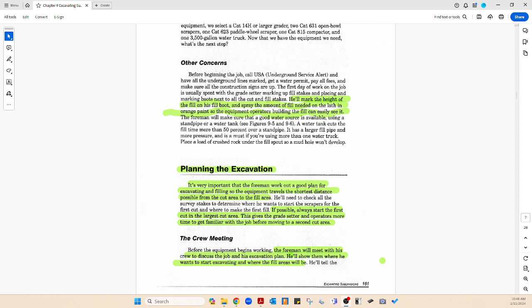Now, before I leave this first paragraph, just give me a second here. I have some notes that I made about what's in the book. It says start at the largest cut. This gives the grade setter and operators more time to become familiar with the job before moving to the second cut area. Now, my notes follow that up with the crew meeting, which I think I'm on track with the book, and preparation.